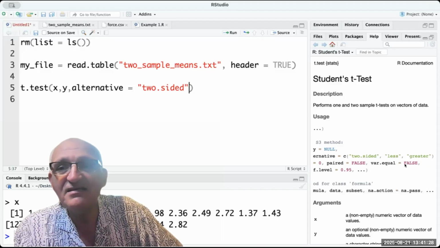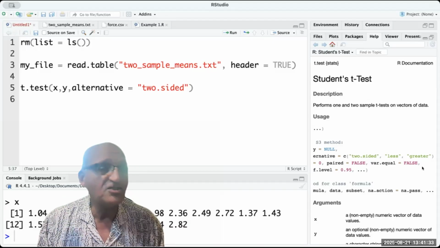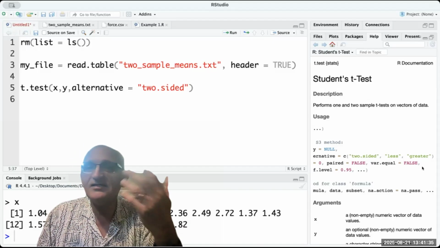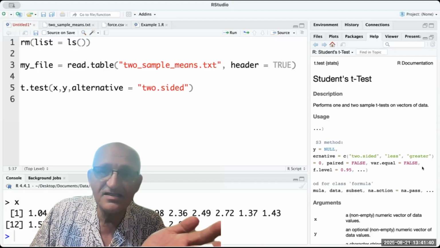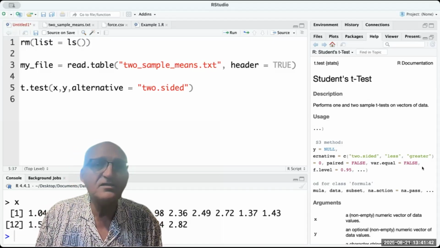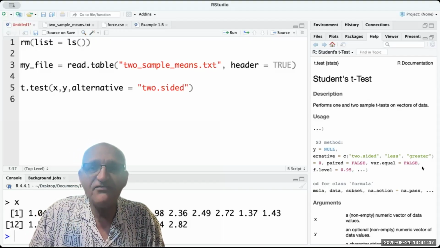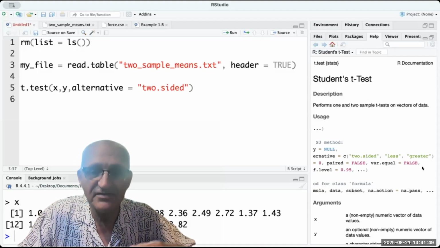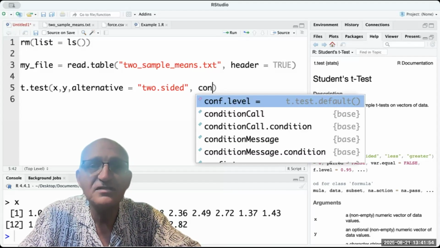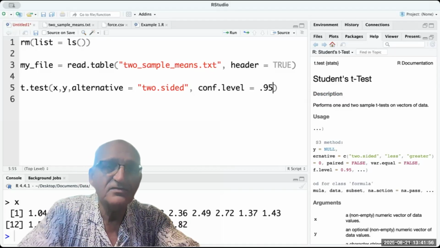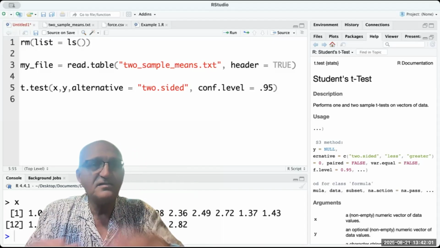Also, you see here, they say the variance being equal is false. And I want it to be false, so I'm not going to change that. If I want to run it as if to say the variance in X and Y is the same, I would make var.equal equals true. Okay, and finally, I want the confidence level. So I want to run at alpha 5%. So my confidence level equals 0.95. See how simple it is? I read the file and I'm going to run the test.